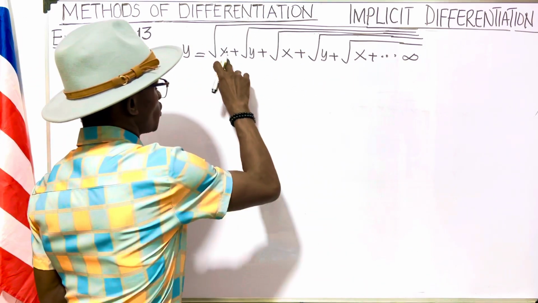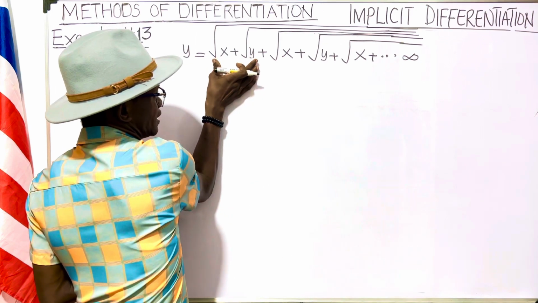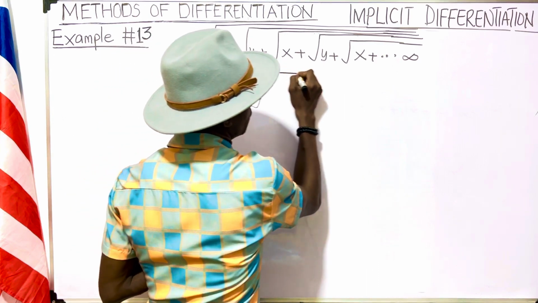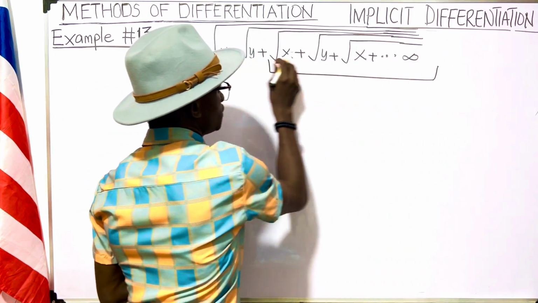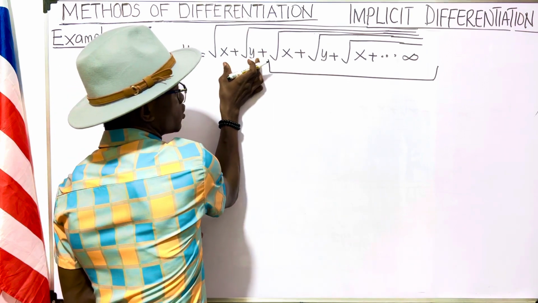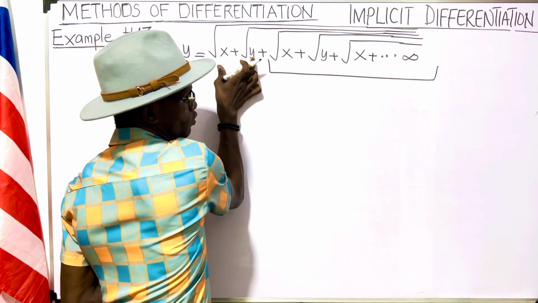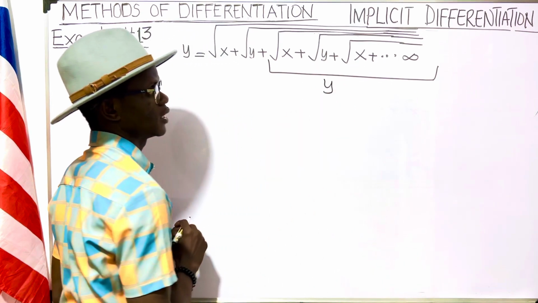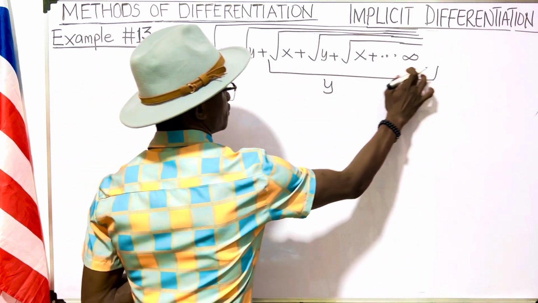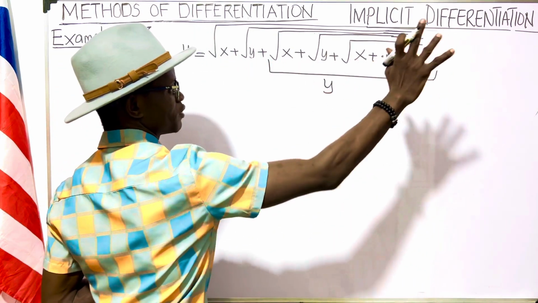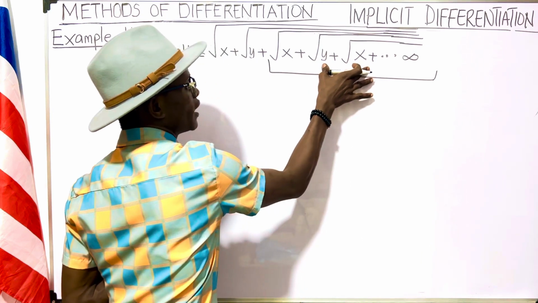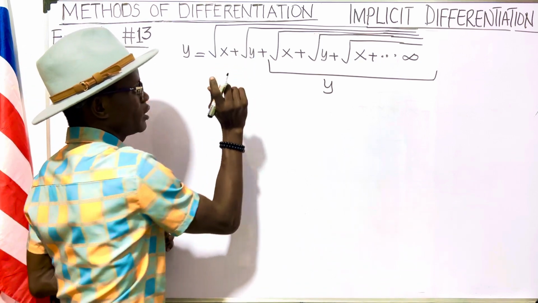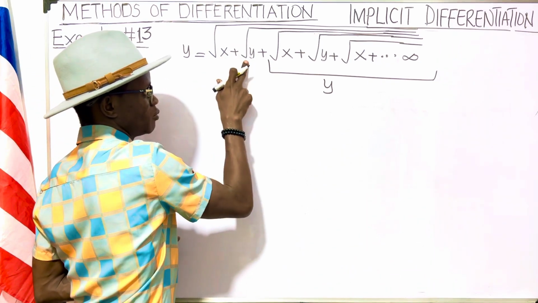We notice that the square root of x plus the square root of y, this set, is the one that is repeating. So from here all the way to infinity is just the same thing repeating. This repeating portion is also y, because if you continue, it will include this one and so forth. So this whole portion is also y, because this is repeating x.